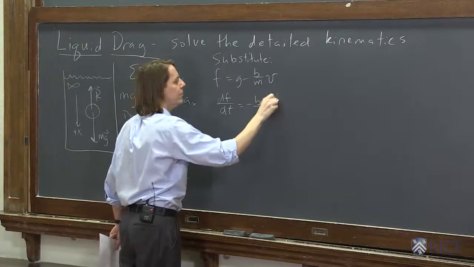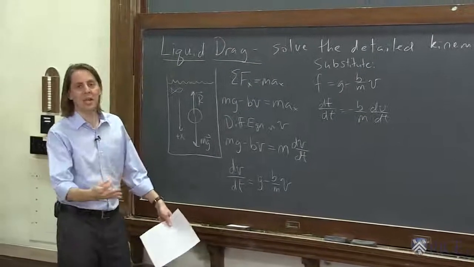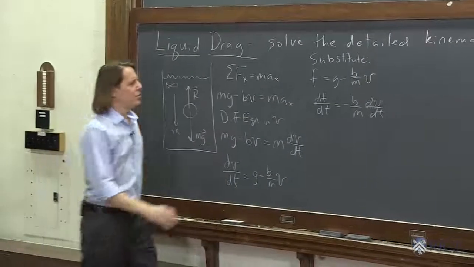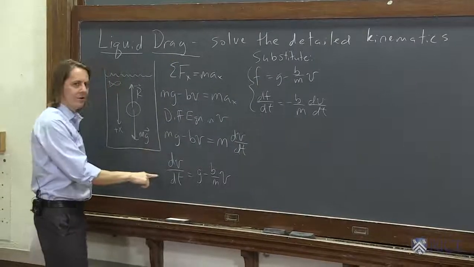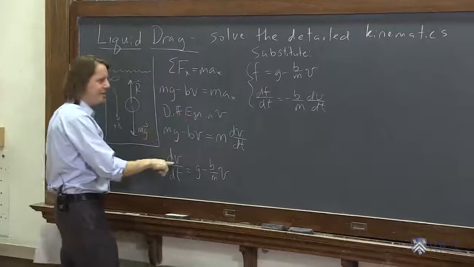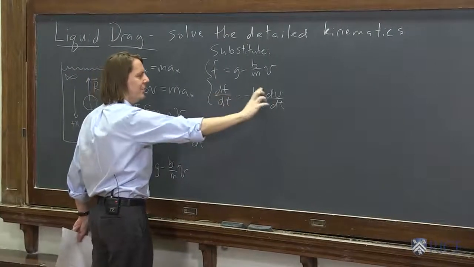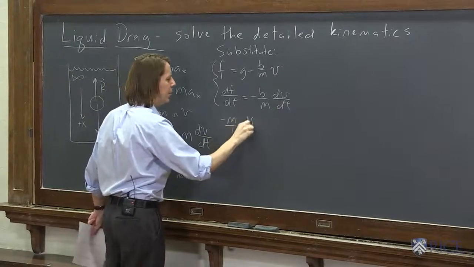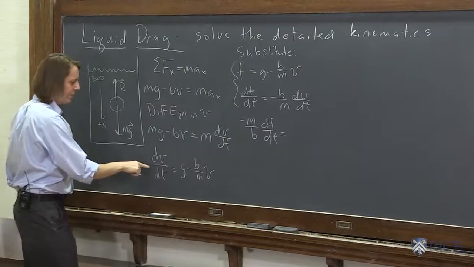And that derivative is dv dt. You could call that a, but we don't want to. We're trying to do everything in terms of v here. So you can use these two substitutions and put them back into here. Right, so we're going to put, let's see, dv dt is negative m over b df dt. Right, we just solved this for dv dt. So minus m over b df dt. That's the right side here, or the left side.